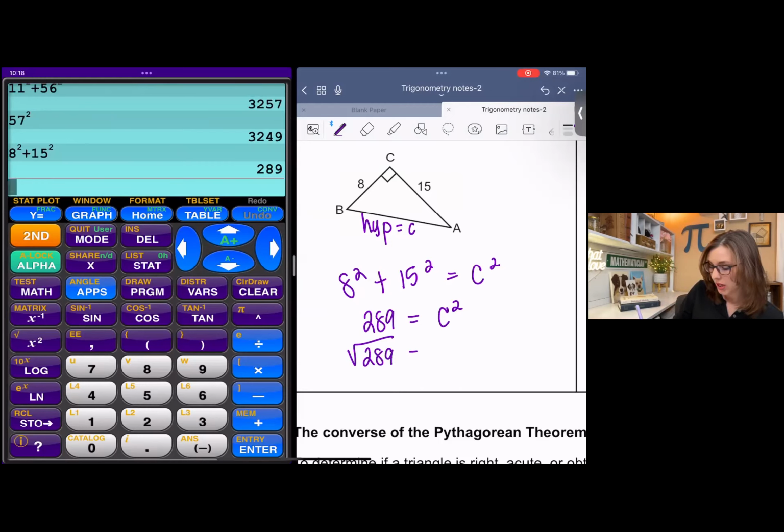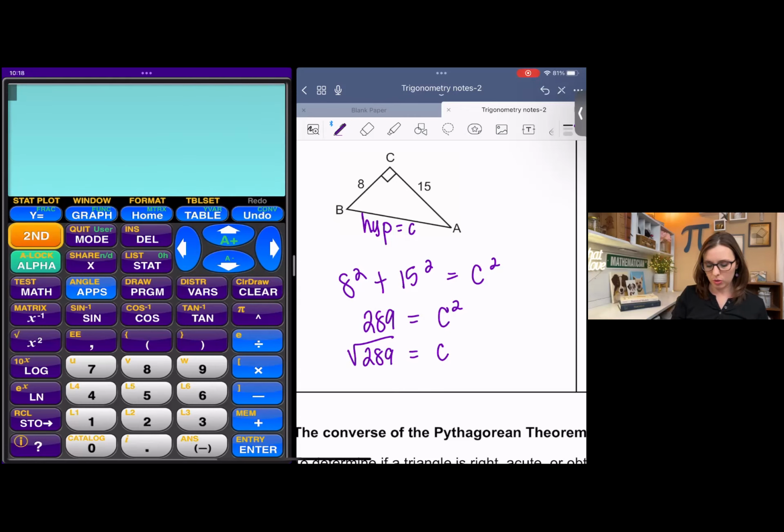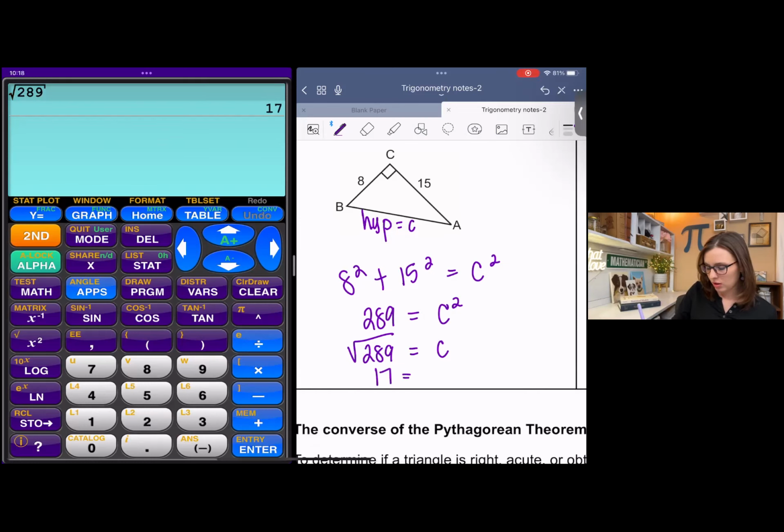Technically, when you square root both sides of an equation, you have to consider plus or minus. But in this case, since we're talking about the length of a side of a triangle, we're going to ignore the negative case because that doesn't really make sense. And so you do second x squared to pull up that square root. There we go. 289, and we get 17. So our hypotenuse is 17 units.